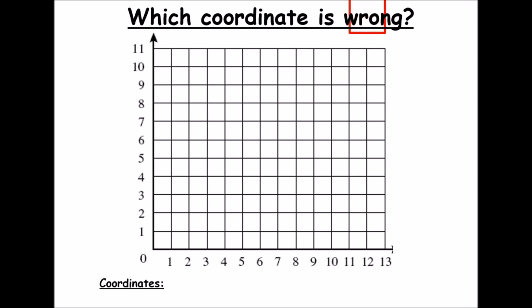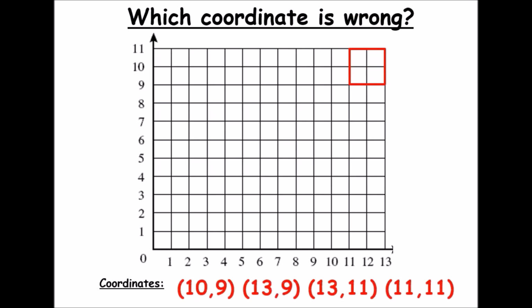Okay, so this time I'll count silently in my head which of the coordinates are wrong. Okay, let's take a look. Are you ready? So let's look at 10, 9. 10 across and 9 up. Oh, that one was easy. It was the first coordinate. Okay, one more try. Let's do one last one then.